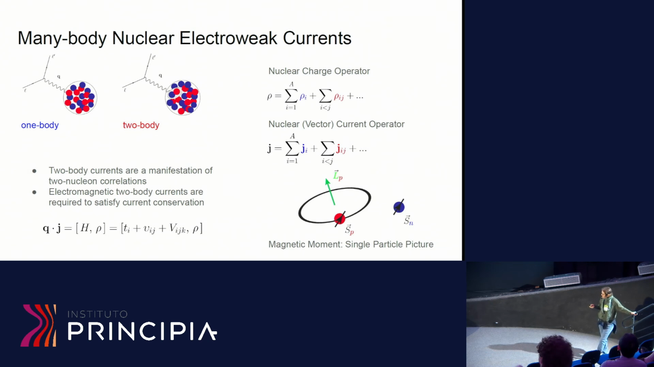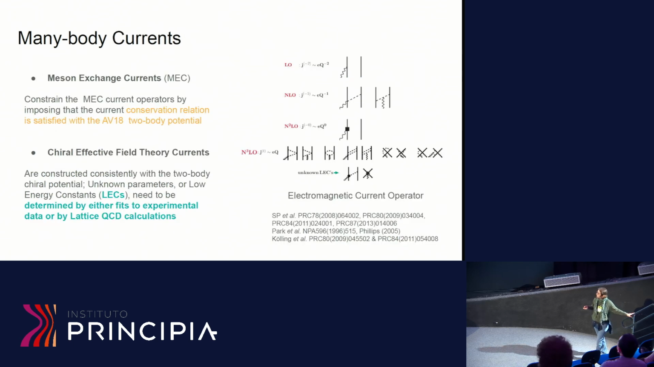So, magnetic moments. Magnetic moments, or magnetic properties in general, are interesting, and I'll tell you in a second why. First, let me briefly mention the kind of models we utilize for the two-body currents. If we correlate nucleons in pairs using the AV18, then we exploit current conservation to construct two-body currents that satisfy current conservation with the AV18.